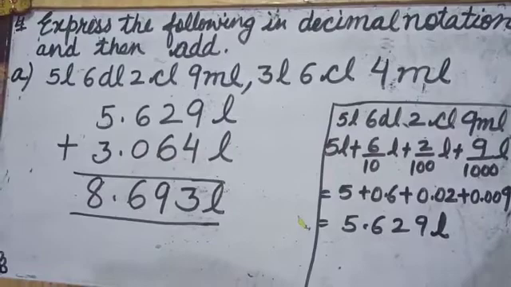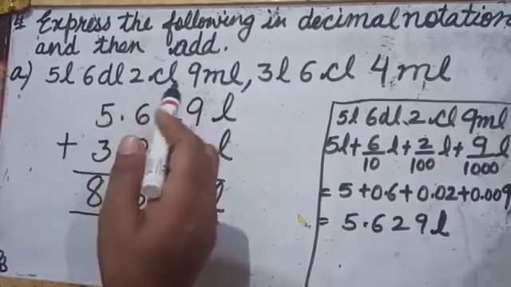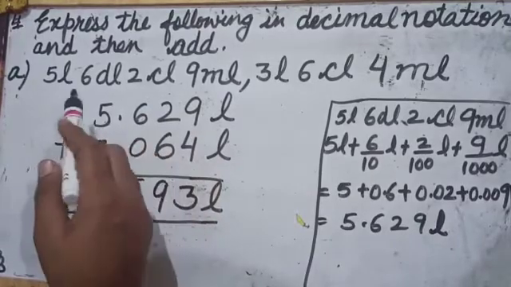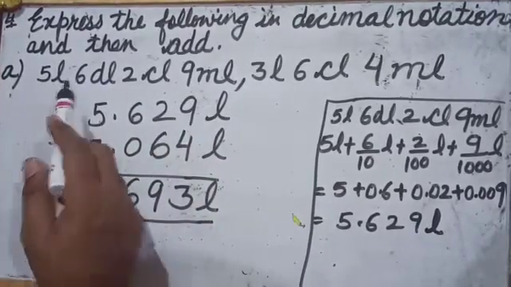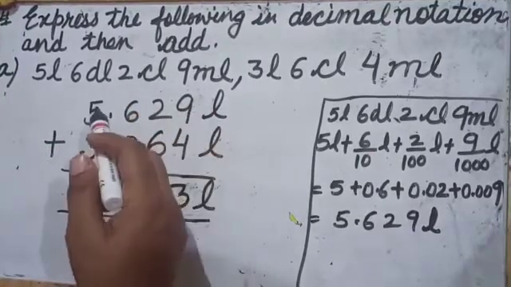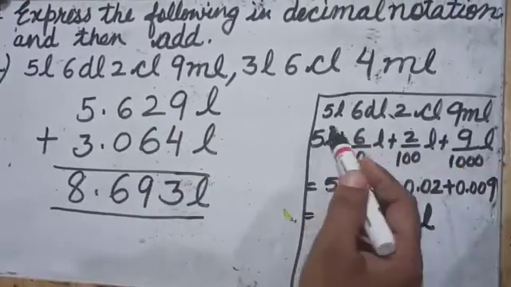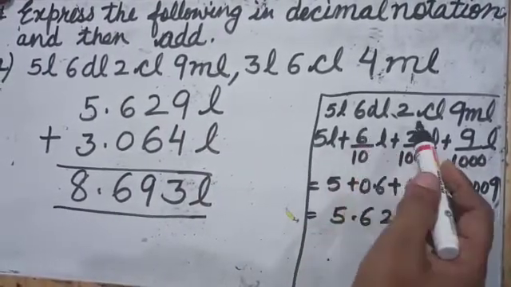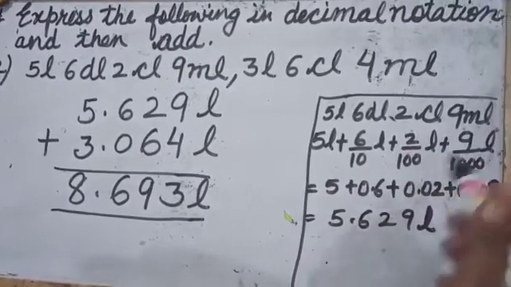So before going to add, you have to convert all these given units into bigger unit. In this first part, the bigger unit is liter. So you will convert deciliter, centiliter and milliliter into liters. So rough work you can see here. 5 liter, 6 deciliter, 2 centiliter and 9 milliliter you are converting into liters.